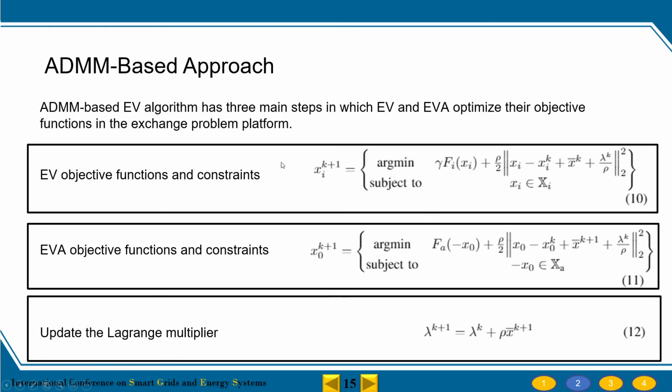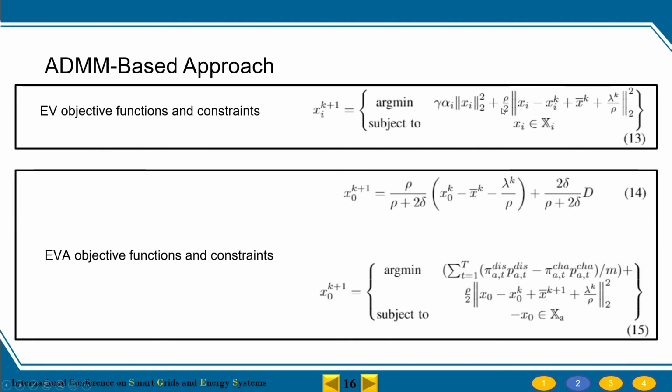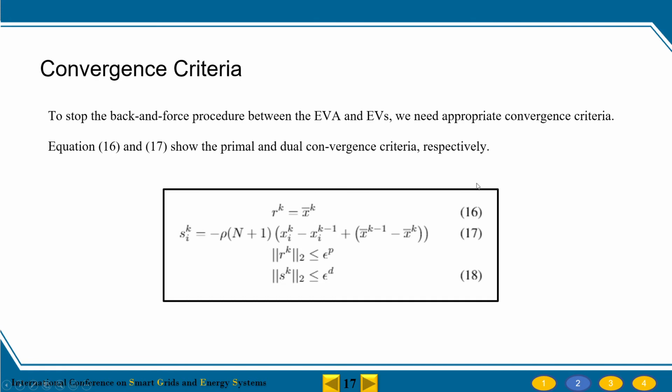Here you can see the objective function of the electric vehicles, the EV aggregator, and the update of the Lagrangian multiplier. Using this, it's actually the same as the previous slide, considering each agent separately. After that, we open up the equations, so you can see it has all the equations in this platform.